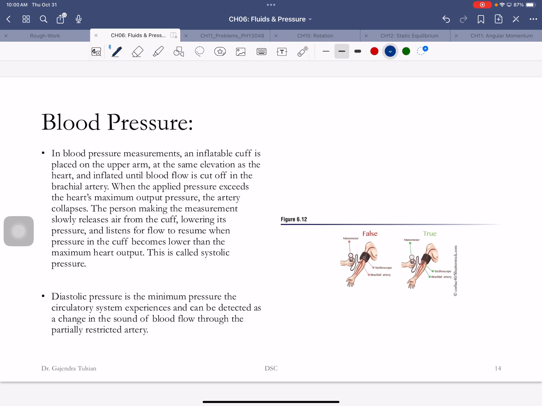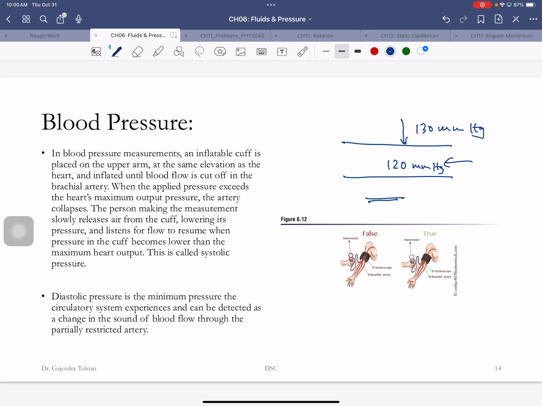So this is the blood pressure. Let's say your maximum blood pressure is 120 millimeters of mercury. If I apply a pressure of 130 millimeters of mercury, what will happen? It will squeeze the muscle. The blood vessel will collapse. All blood flow will stop. So that's what they're doing.